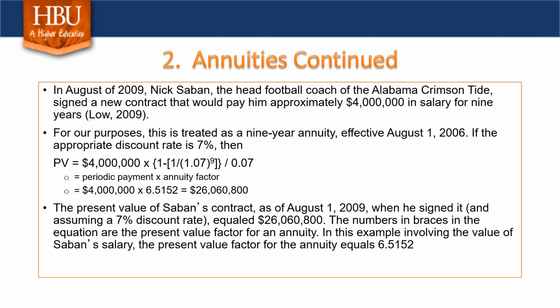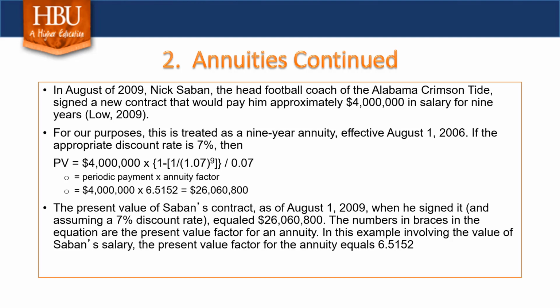Okay, so let's use Nick Saban as an example to help us understand annuities. In 2009, Saban signed a contract with Alabama that would pay him roughly, and we're rounding for our sake, $4 million in salary each year for 9 years. Many of us would look at that and go, $4 million times 9 years, his salary is $36 million. Not necessarily the case when we look at it in the concept of annuities.